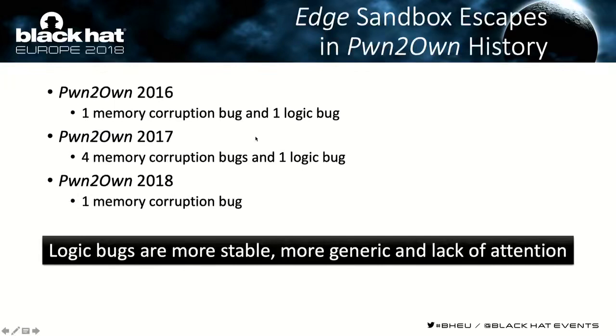Edge became the target of Pwn2Own in 2016. Most bugs used in this context are memory corruptions, but we prefer logic bugs. We think they are more stable, more generic, and most importantly, lacking attention.